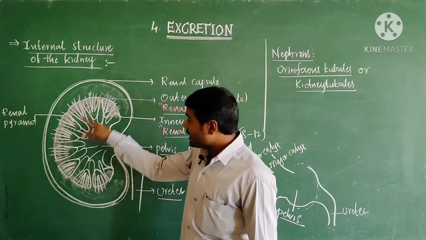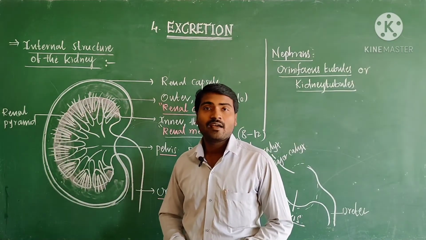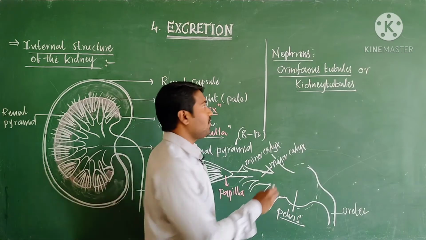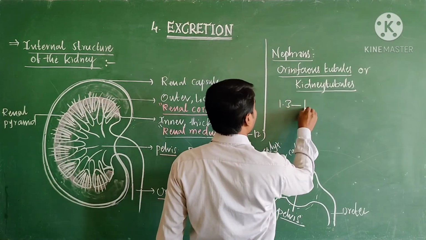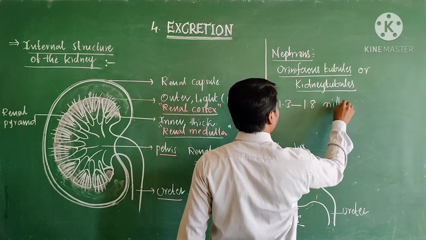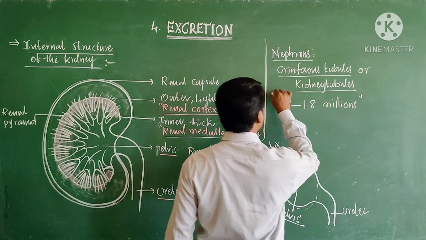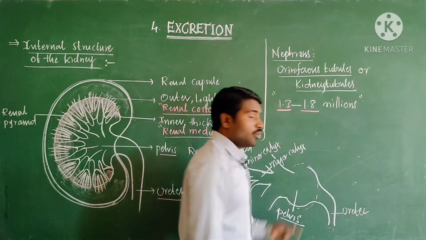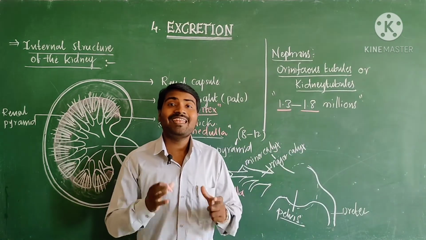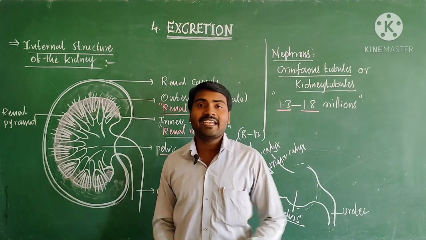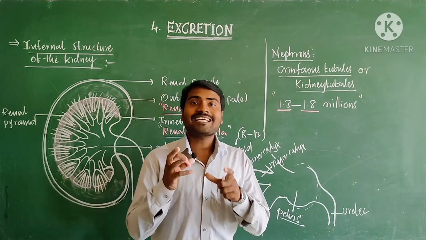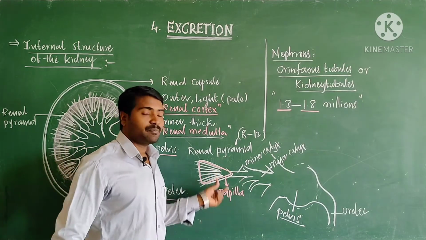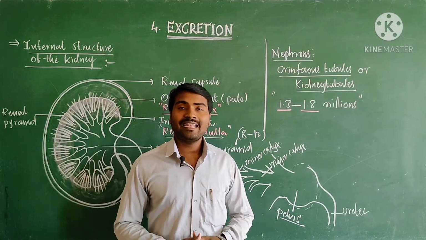Then how many nephrons are present in each kidney? More than 1 million nephrons are present in each kidney, an average of 1.3 to 1.8 million nephrons. They are arranged in groups. Such a group of nephrons forms a pyramid-like structure. This pyramid-like structure is called the renal pyramid.